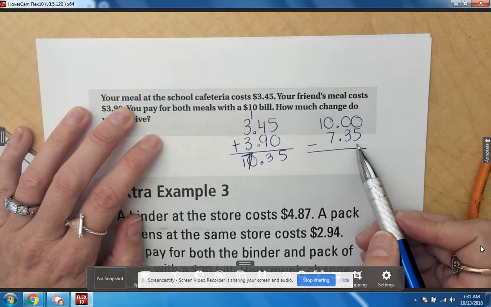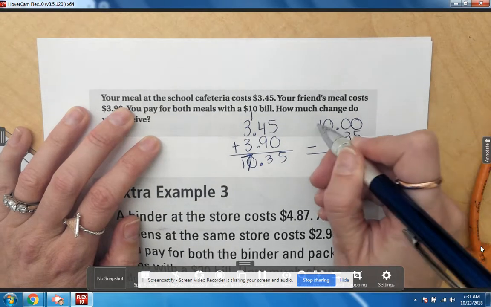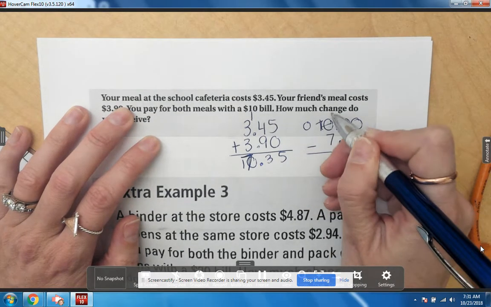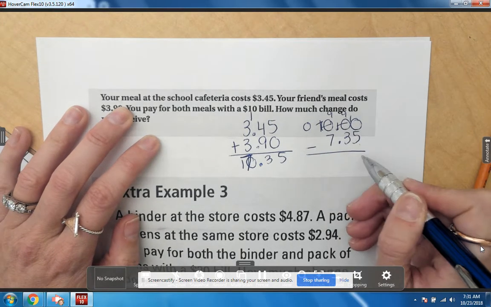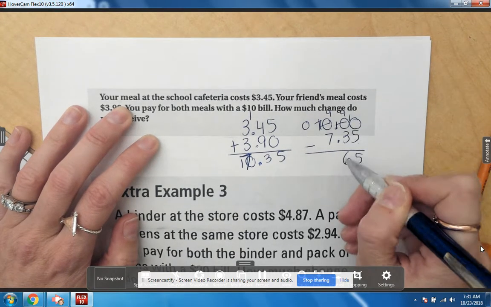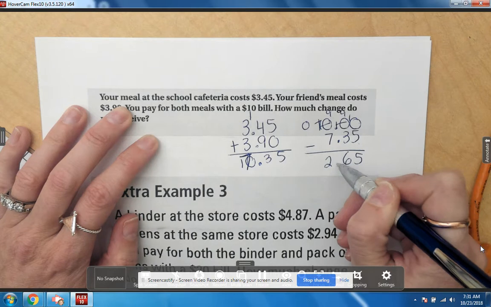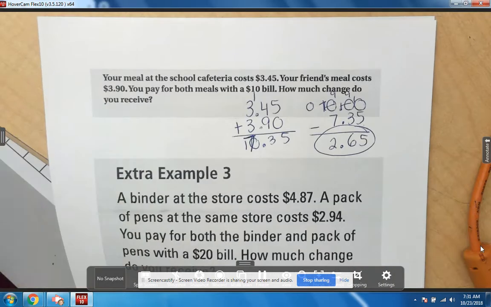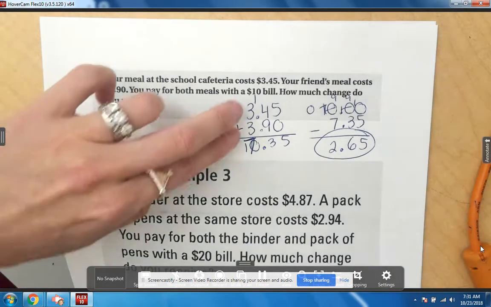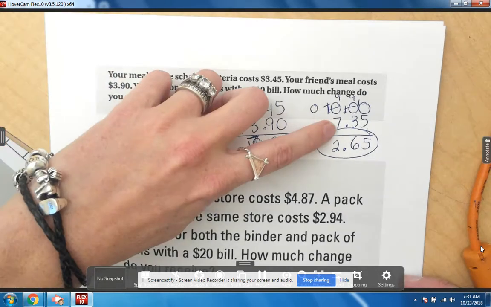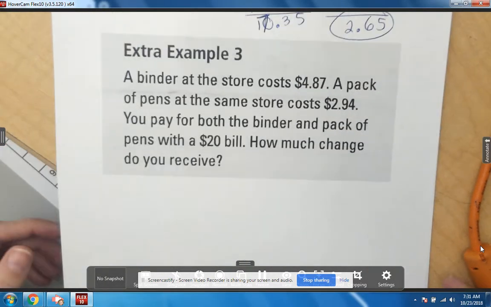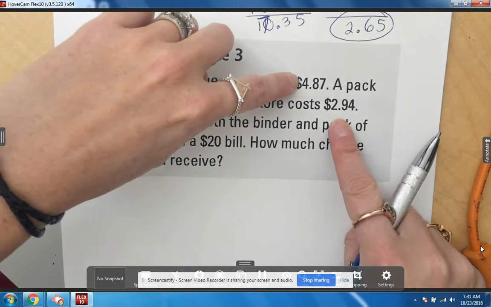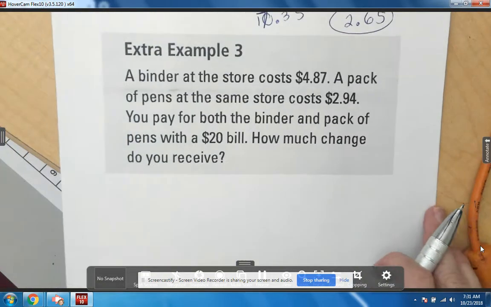I can't just bring down the 5 and the 3, so I have to borrow. I'm going to start from way over here. 10, borrow, 10, borrow, 10. Okay. 10 minus 5 is 5, 9 minus 3 is 6, 9 minus 7 is 2. Decimal point comes straight down, so that would be your change. So first I added to figure out what the total would be, then subtracted it from 10. So you're going to pause and try this one exactly the same. Figure out what your total bill is, you paid with a 20, see how much change you get back.